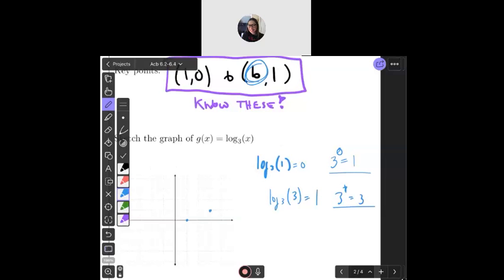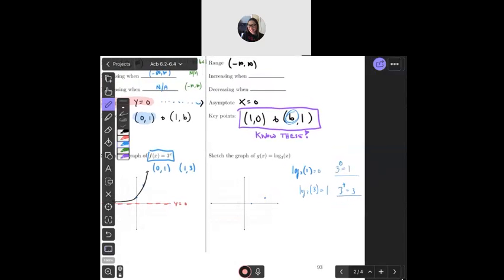Okay. But are you guys going to remember what numbers to plug in? That's the hard part, right? And so that's why if we just memorize these 2 points, we're better off. Okay? (1, 0) and (b, 1) are the 2 easiest points for a logarithmic function. The other thing we need down there is our asymptote. So that's x equals 0.